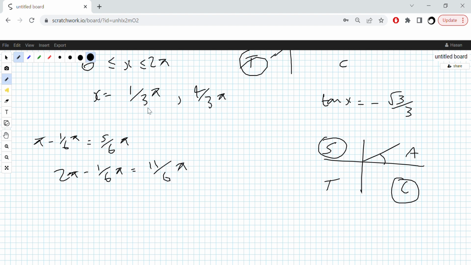Those are your answers then. X equals a third pi, 4 over 3 pi, 5 over 6 pi, 11 over 6 pi.